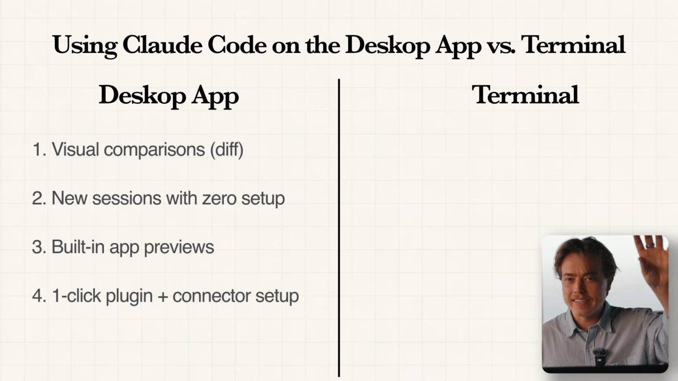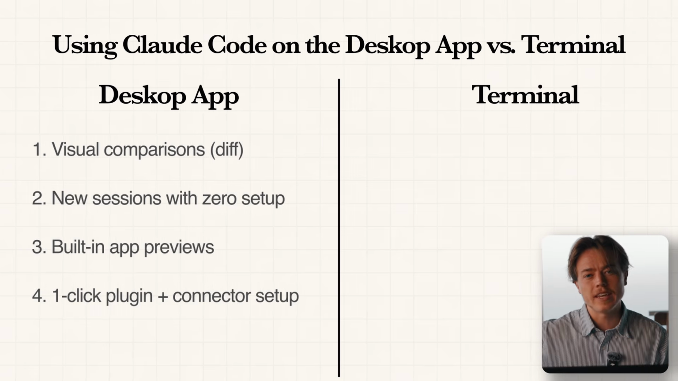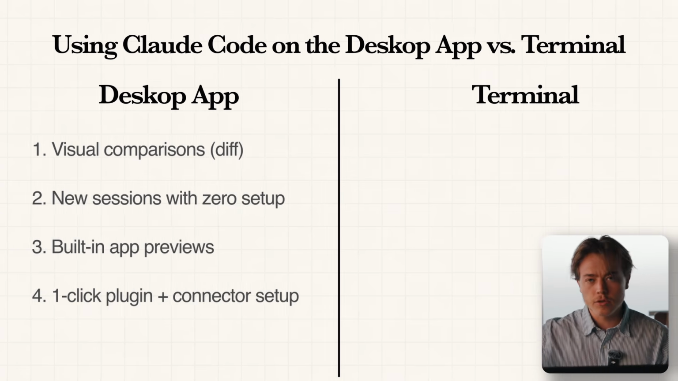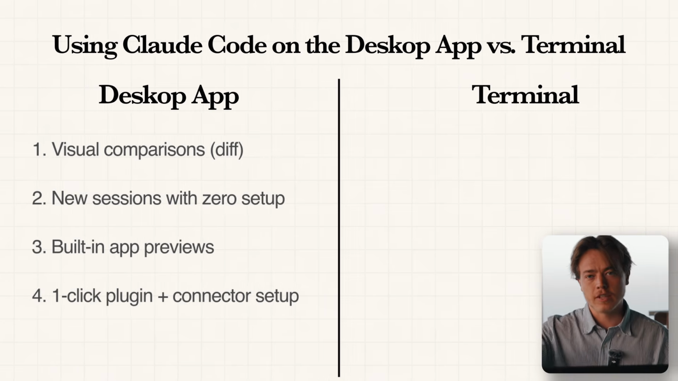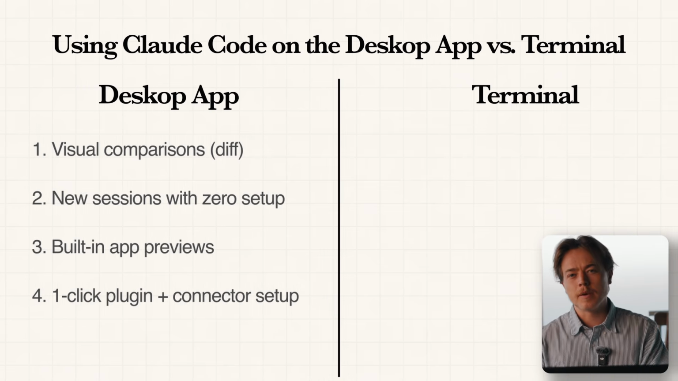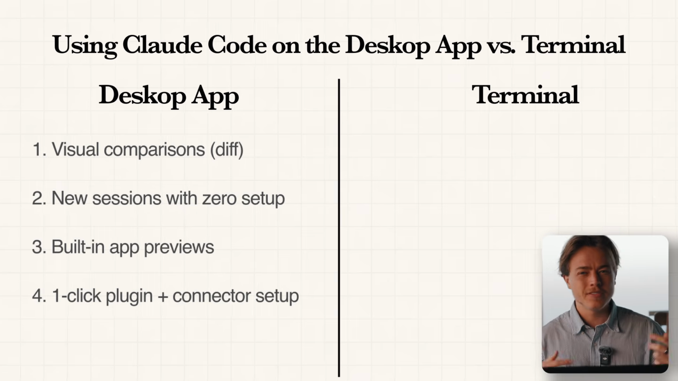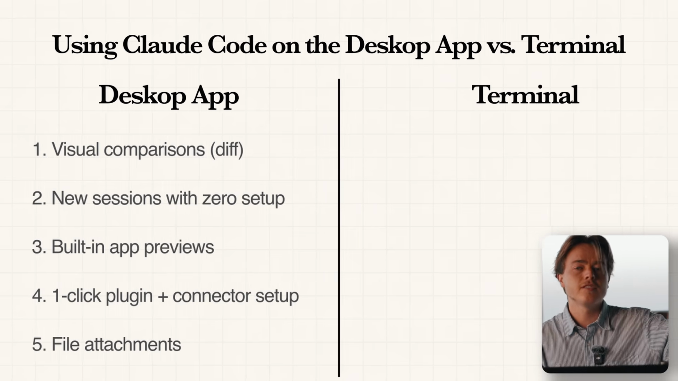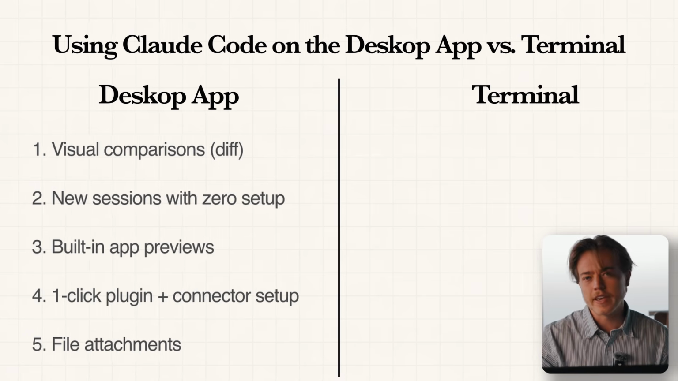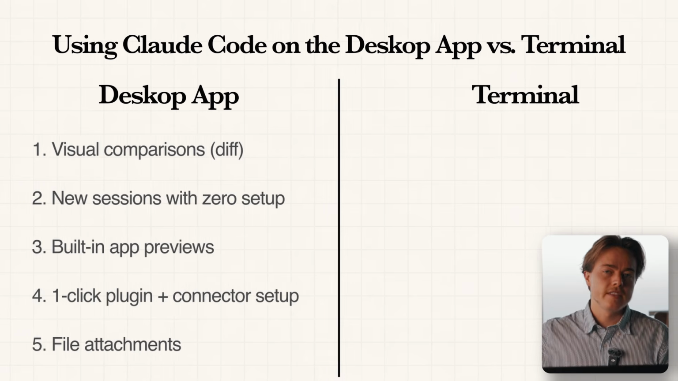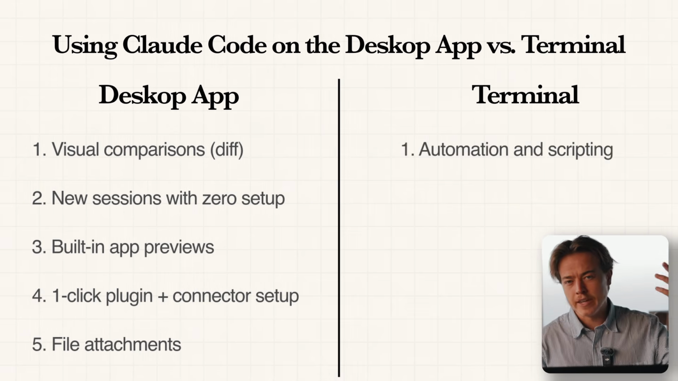And then fourth is one-click plugin and connector setup. So we'll talk about this in just a second, but there are additional things you can connect, say tools like Notion or like Figma. On the desktop app, it's really easy to do that. You just click one thing. In terminal, you have to type a few commands, which is fine, but if you're new, it can be more confusing. And then fifth is file attachment. So you can just drag and drop files right in. In terminal, you can't do that. And then what terminal does better than the desktop? First is automation and scripting.